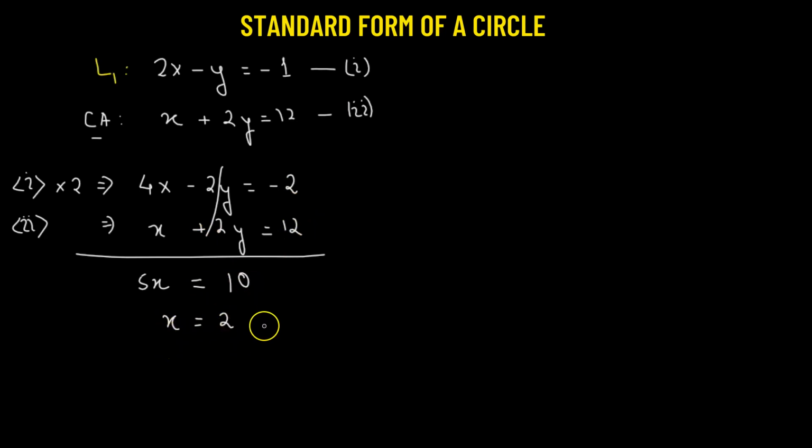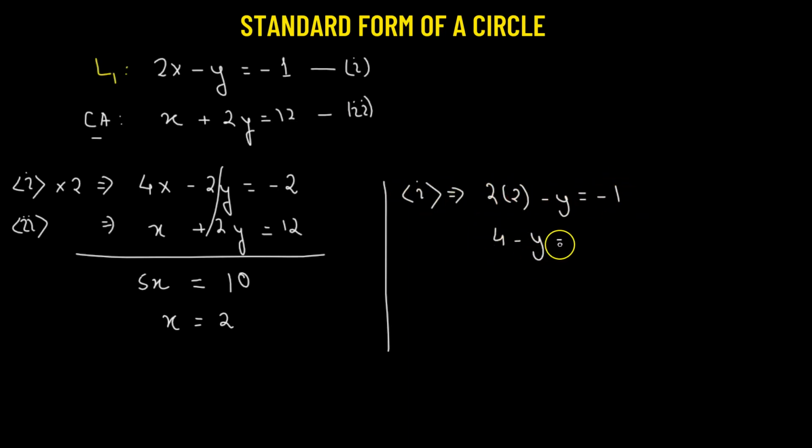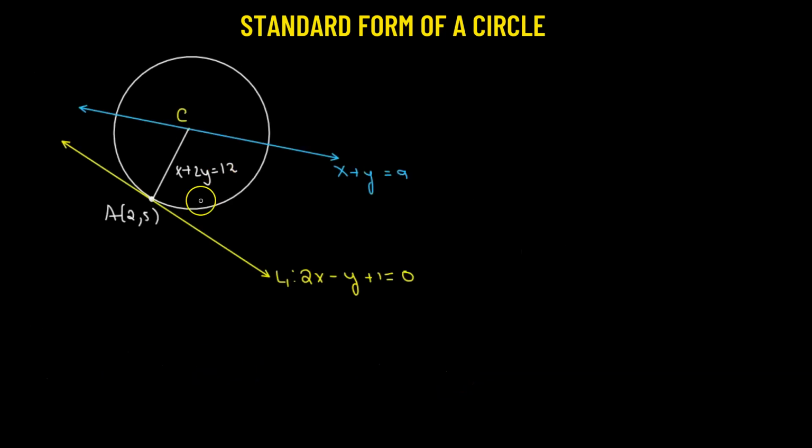Now that we have the value of x, we can use it to find out the value of y by using the method of substitution. So we can use either equation 1 or 2. Let me use equation 1. That means we have 2 times 2 minus y equals to negative 1. So we have 4 minus y equals to negative 1. So y will be equals to 5. So we have found out x as well as y. So x comma y, which is the coordinate of point A, comes out to be equals to 2 comma 5. So we have obtained the coordinate of point A.